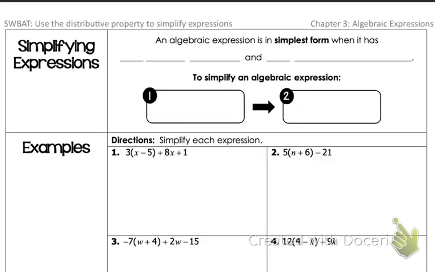We're going to go ahead and learn about simplifying. We're going to put stuff that we already know all together. Okay. So simplifying. An algebraic expression is in simplest form when it has no more like terms. That means we combined all our like terms. So no more like terms. And basically we distributed everything, so there's no parentheses.